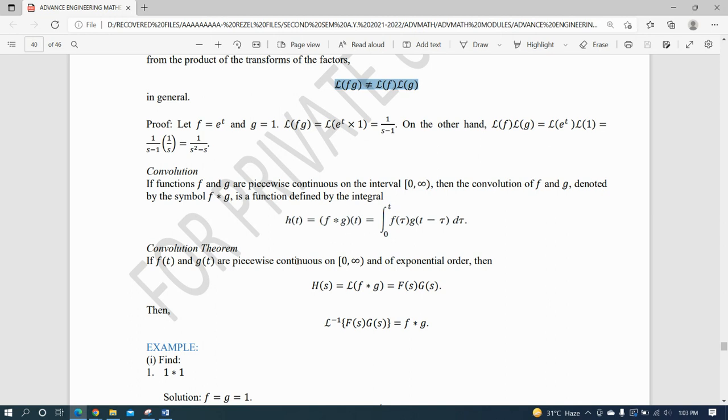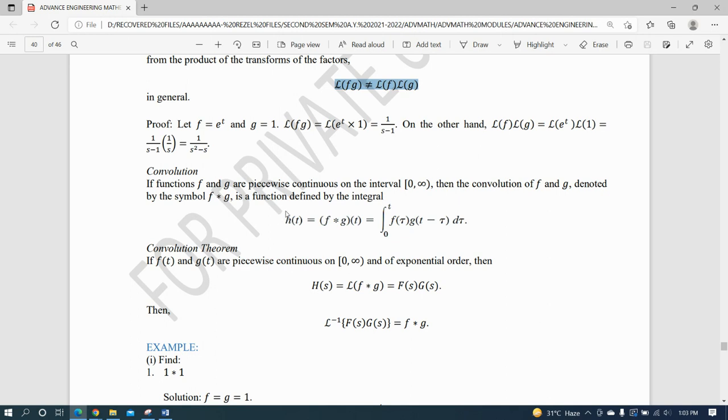So, from that, we now have what we call convolution theorem. So if f of t and g of t are piecewise continuous on 0 to infinity and of exponential order, then your h of s or the Laplace transform of the convolution of f and g is simply equal to the product of f of s and g of s. Then the inverse Laplace of f of s, g of s, therefore, is simply equal to the convolution of f and g. So, para maintindihan natin yung mga formulas na to, let's have examples.